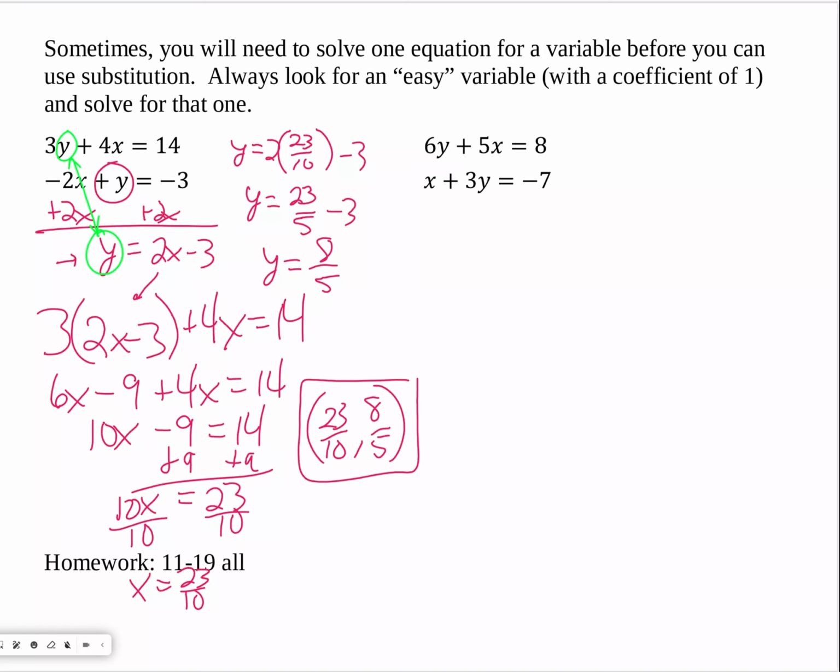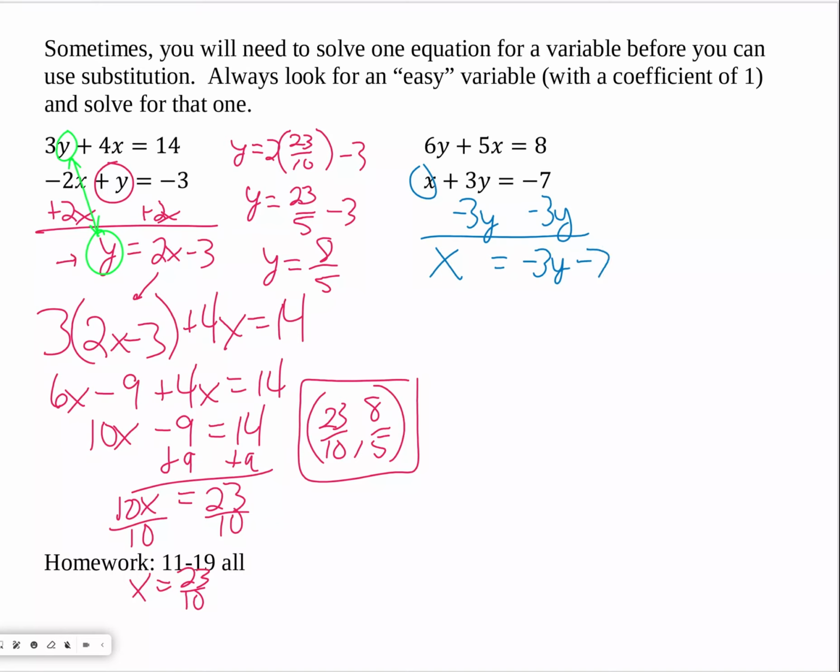So I'm looking in the bottom equation here, and I see this x sitting here. It's just x. I don't have to divide, so I'm going to solve for that x. You don't have to always solve for y. You can solve for the x also. So I'm going to solve for this x by subtracting 3y. So that gives me x equals negative 3y minus 7.